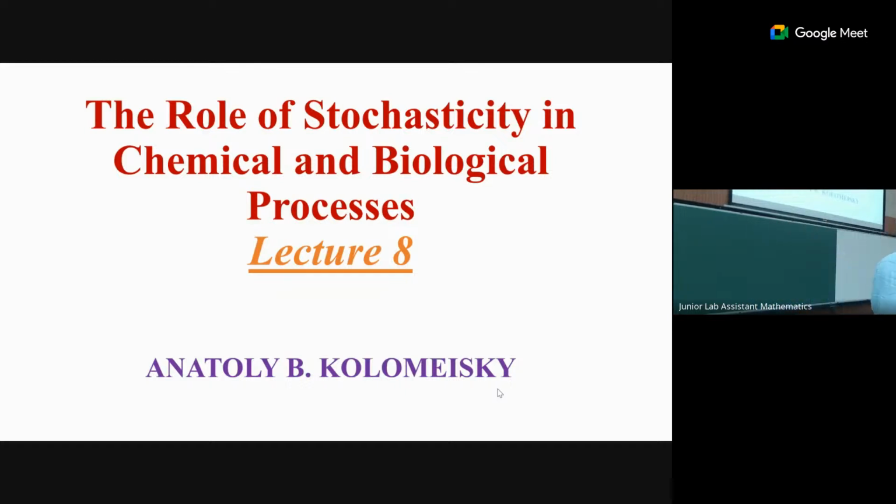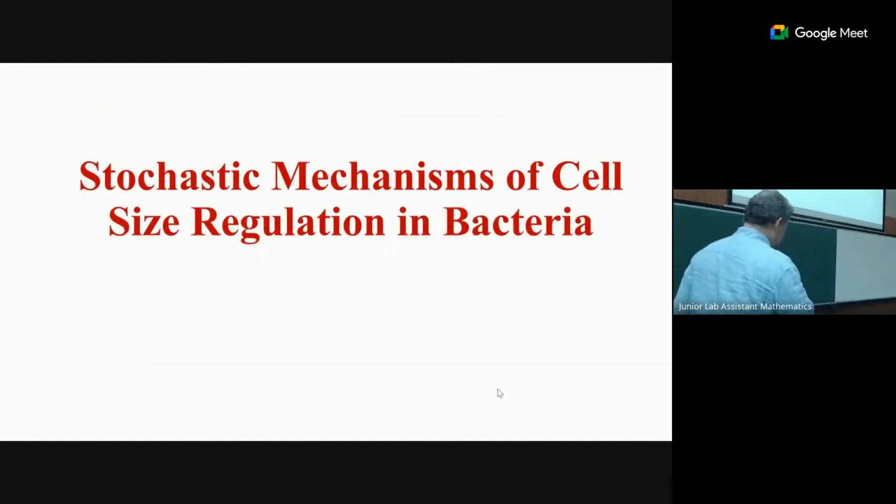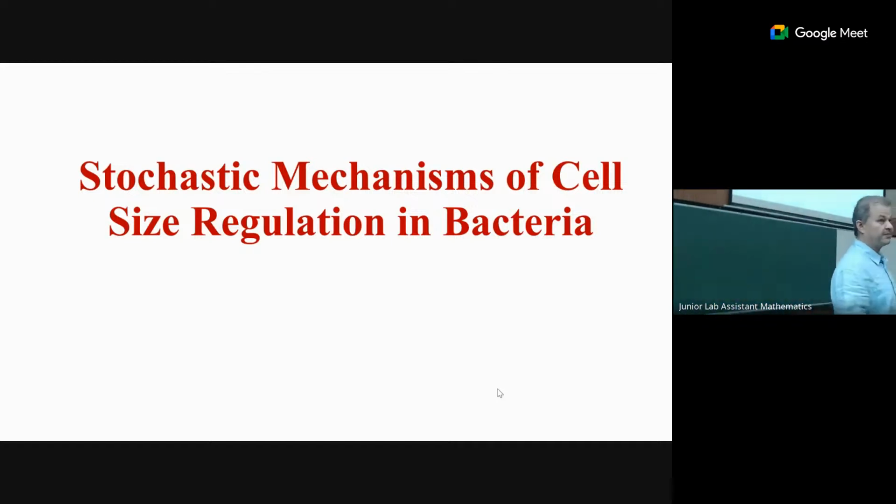So to remind you, we are continuing to discuss stochasticity, and at this moment we're doing examples. We're trying to learn by examples. Today will be another biological system for which application of stochastic models seems to be successful. Okay, so this is a stochastic mechanism of cell size regulation in bacteria.